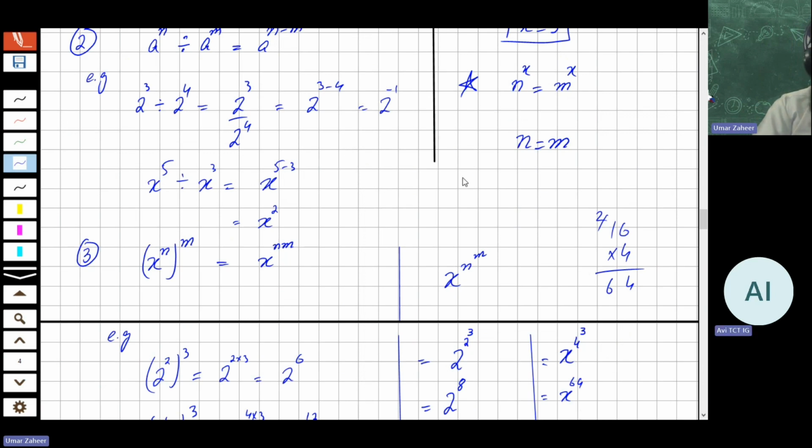This is the conclusion result. For example, x raised to power n is equal to 2 raised to power n. Now the two numbers are equal and the powers are the same, so you can conclude that x must be equal to 2.